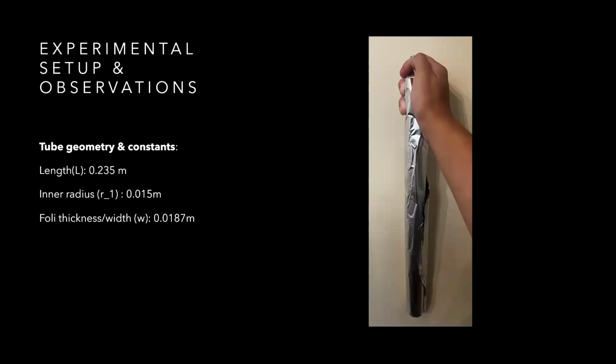Experiments and setup. For this experiment, we used an aluminum tube and a dipole bar magnet. The length of our tube was 0.235 meters with an inner radius of 0.015 meters and a foil thickness of about 0.0187 meters.